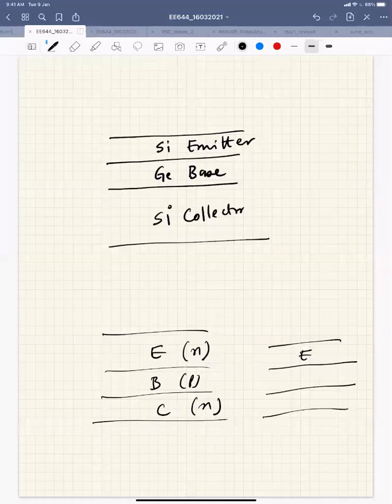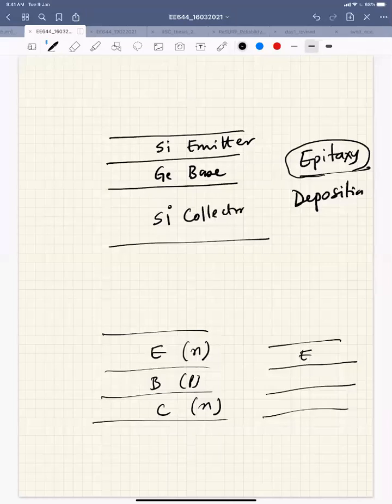But since I have different materials here, I have to deposit. So I take silicon, then I deposit the base on top of that, then I deposit the emitter on top of that. So this is done mostly by deposition. We don't call it deposition, we call it epitaxy. Epitaxy is when you grow crystalline material on top of each other. Epitaxy is a very popular, widely used process, silicon epitaxy. So here we take silicon, then you deposit germanium, and on top of that you deposit emitter, I mean silicon again.